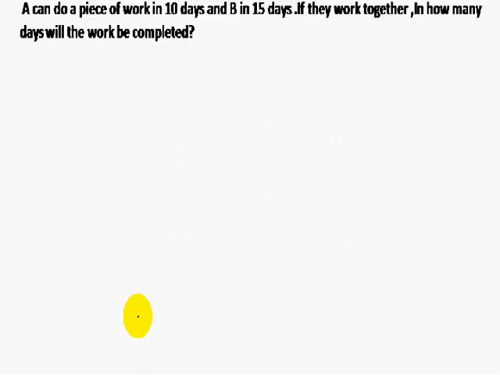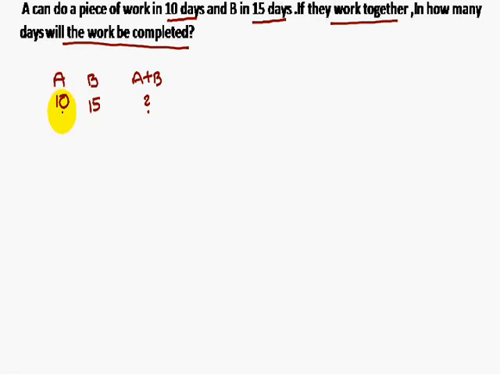So the first problem is: A can do a piece of work in 10 days, B in 15 days. If they work together, in how many days will the work be completed? That means A plus B is how much? A individually can do the work in 10 days, B individually in 15 days. Then together they can complete the work in how many days?